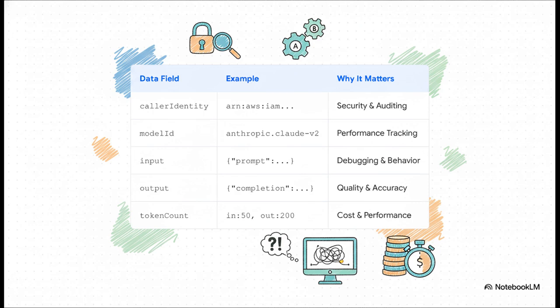You get the caller identity, which for security and auditing is just gold. You know exactly who or what is calling your models. You get the specific model ID, so you can finally compare the performance of Claude versus Titan side by side. You see the full input and output, which is essential for debugging. And you even get the token count, which ties directly to your bill and your performance metrics.